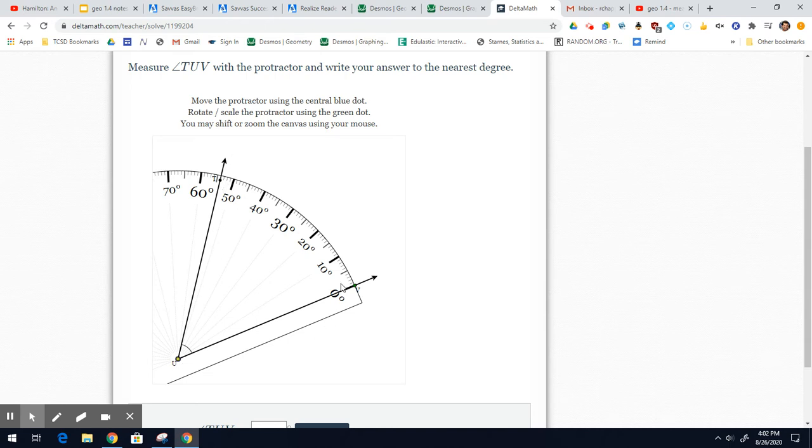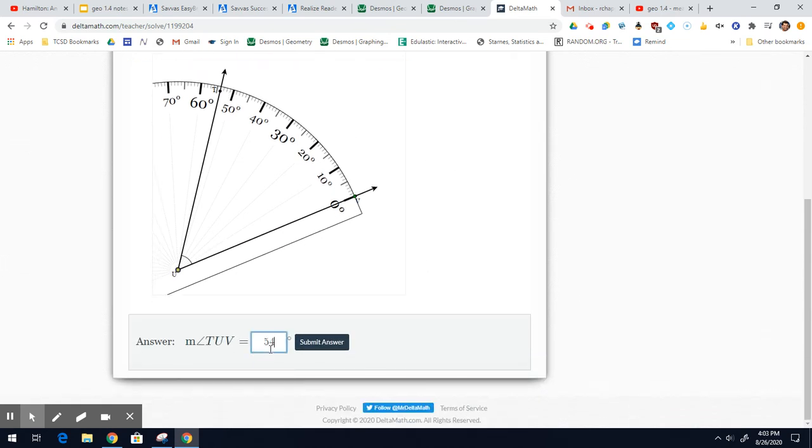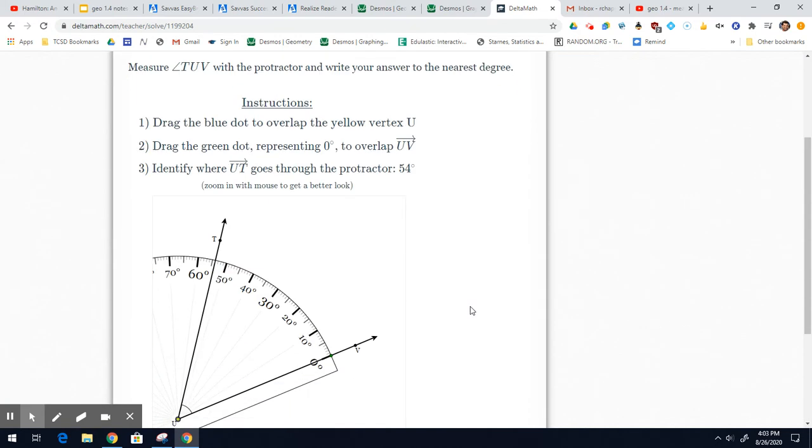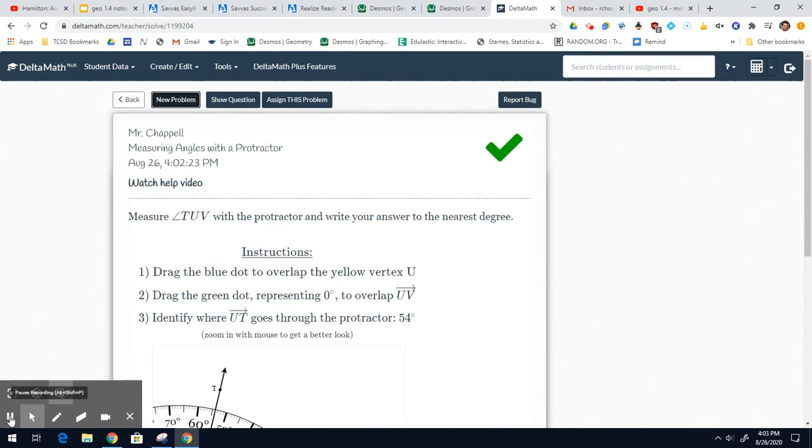So I'll count. This is an acute angle, so 50. And then it looks like it's 51, 52, 53, 54 degrees. There we go. All right, so that's the first type I wanted to show you. There are two more types I want to show you.